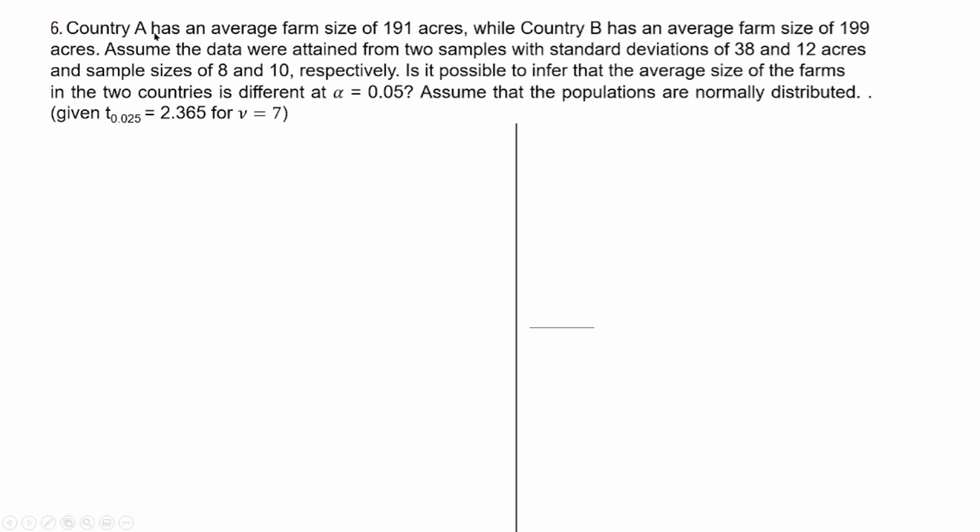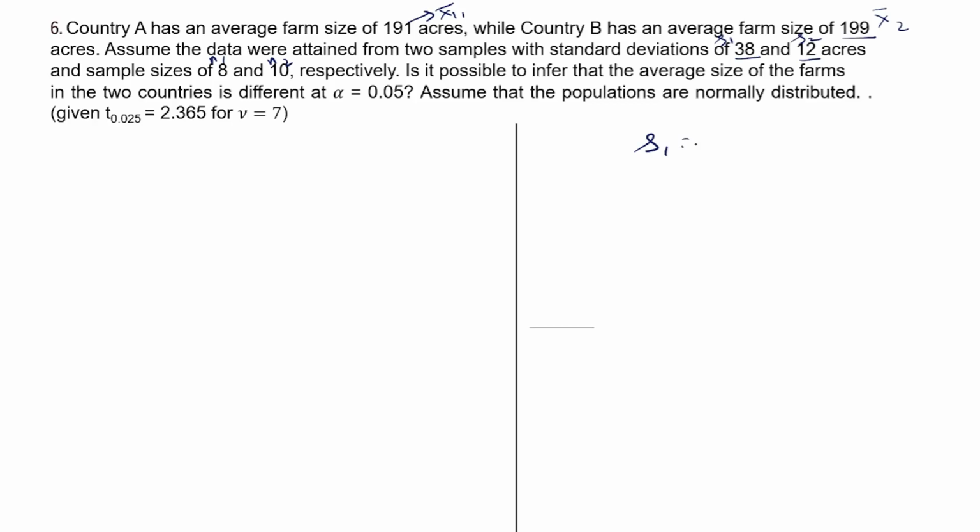So here we have country A having an average farm size of 191 acres. So this is x1 bar. Country B has an average farm size of 199 acres. This is x2 bar. Their standard deviation is 38. This is S1 and 12, S2. And sample sizes are 8 and 10. Now we need to check whether the average size of the farms in the two countries are different at alpha equal to 0.05.